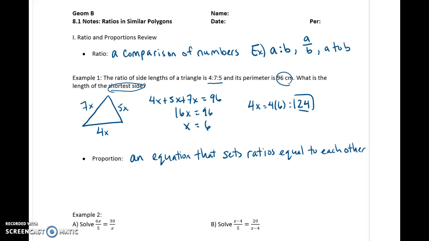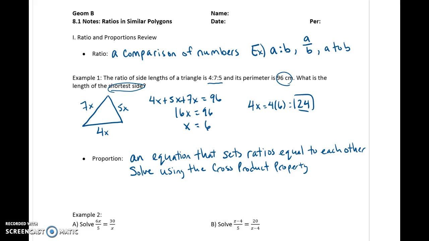Like you can have 1/2 equals 2/4 equals 3/6 equals 4/8, etc. But to solve, we typically just want 2, so that way we can use our cross product property. So we're going to solve using the cross product property. Okay, so that cross product property is what most of us know as cross multiplication.